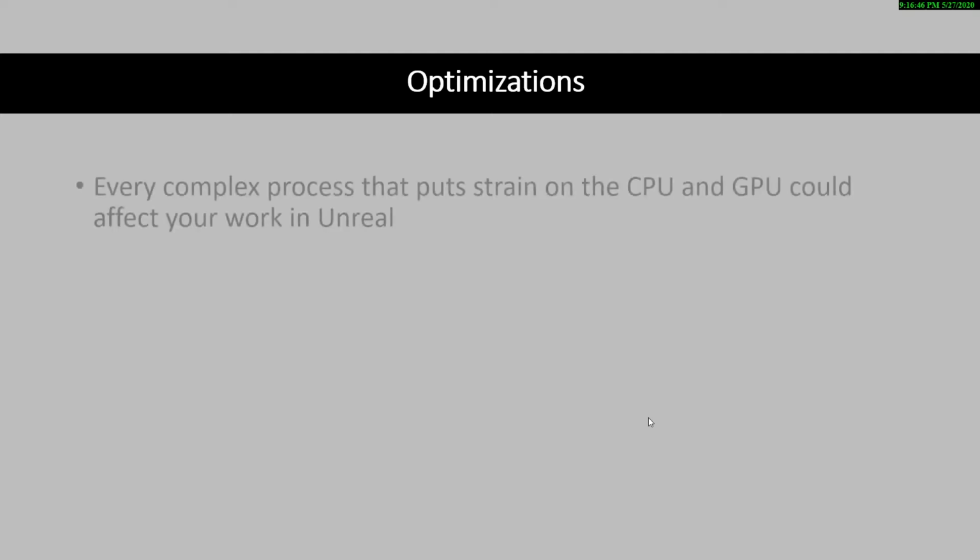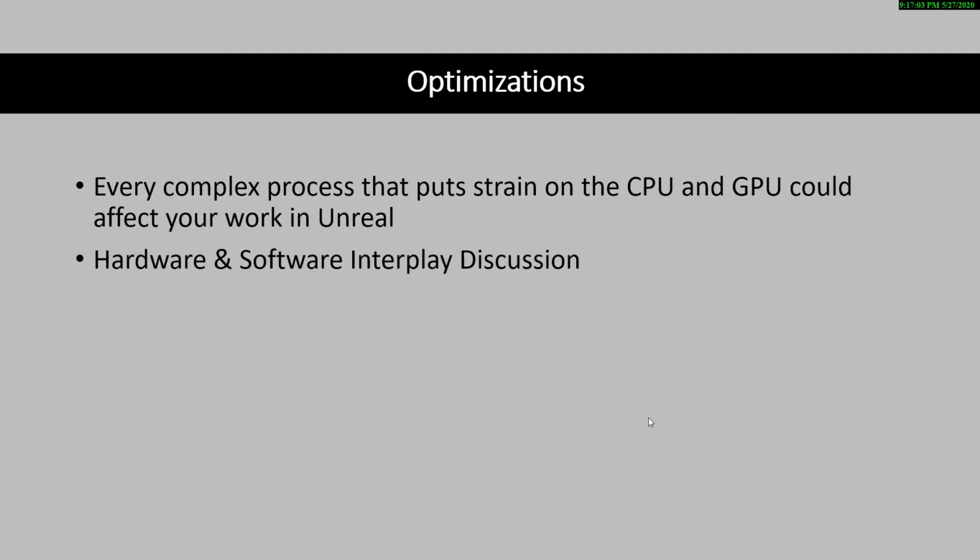In this lesson, I'm going to quickly talk about optimizations, and we're going to cover this topic throughout the course multiple times, so I really wanted to get the ball rolling early. Constantly consider that every complex process that puts strain on the CPU and the GPU can affect your work in Unreal. And what does that mean? It means that as you do your work, there is a constant interplay between what the hardware and the software and the platform that you're using is doing.